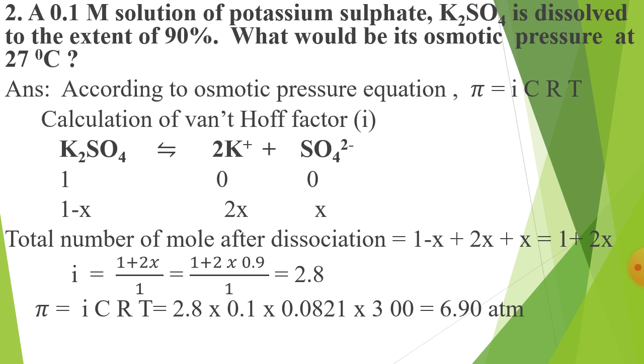Question number two: a 0.1 M solution of potassium sulfate, K2SO4, dissolved to the extent of 90%, here alpha is given as 90%. What would be its osmotic pressure at 27 degrees centigrade? Maybe this type of question may be asked. First of all you have to find the van 't Hoff factor.